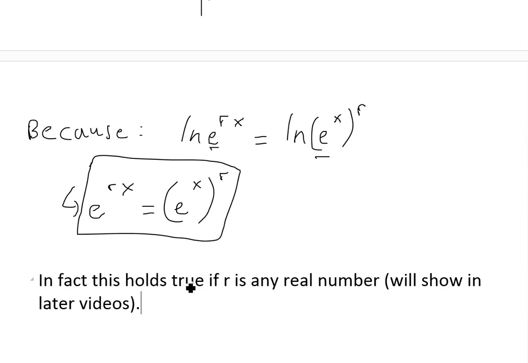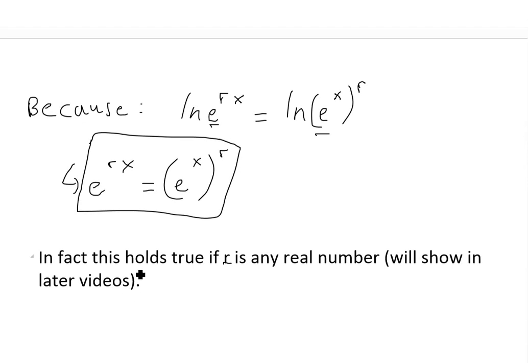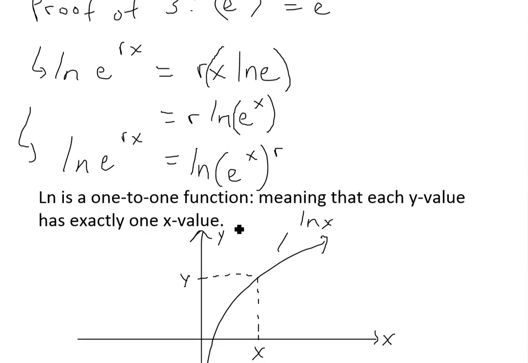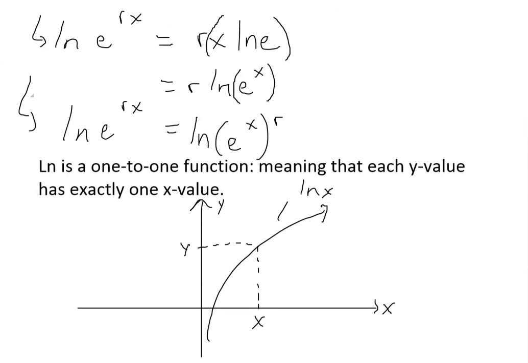Also, in fact, this holds true if r is any real number. It doesn't have to be a rational number, and we'll show this in later videos. Basically, we needed this rational number for this exponent law to bring it down right here. In my earlier video I showed the proof for this law, to bring the r down, and this was for where r was rational. You can see the proof of that in the video link below.